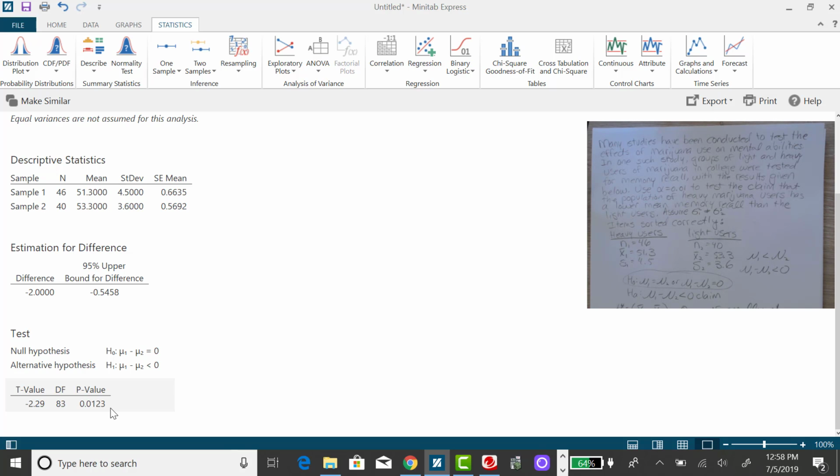Now for an intro to stats class, for the degrees of freedom, you would use the smaller degrees of freedom. So for this particular example, the smaller sample size was 40. So our degrees of freedom we would use to find the critical value for the class, for my class, would be 39.